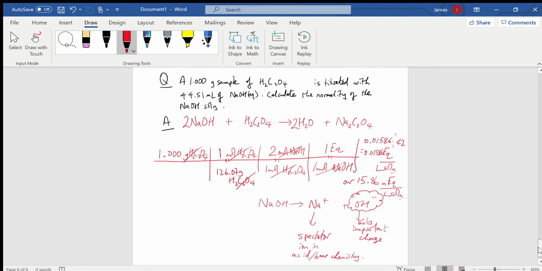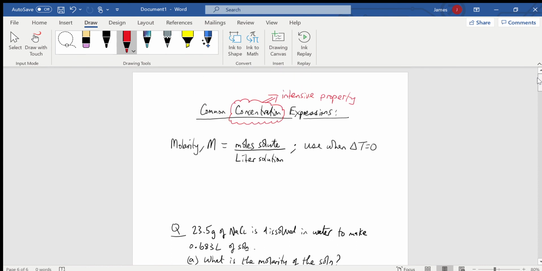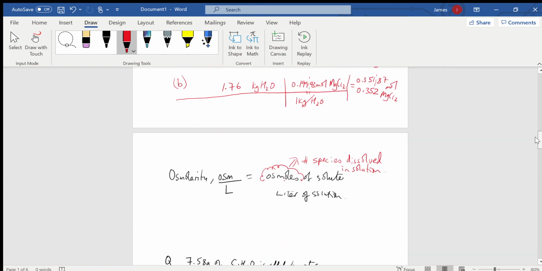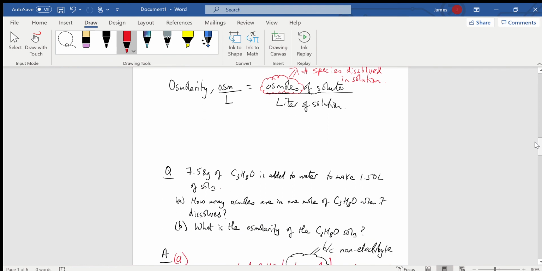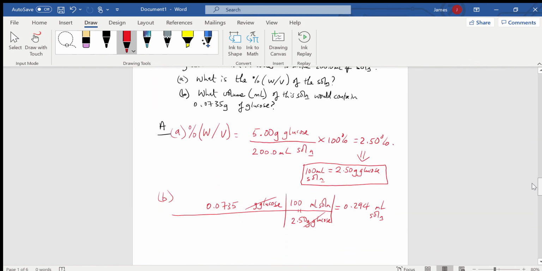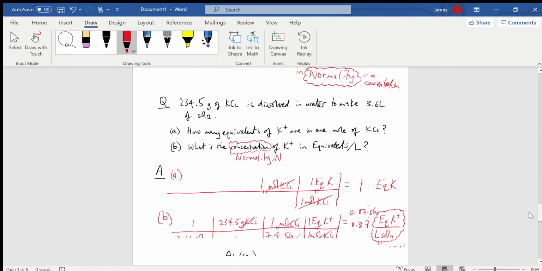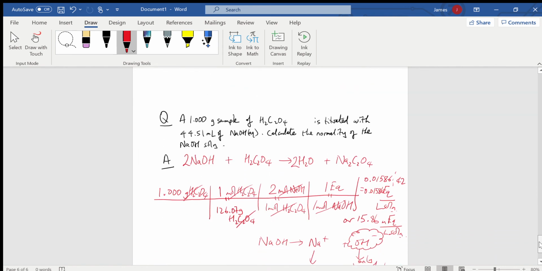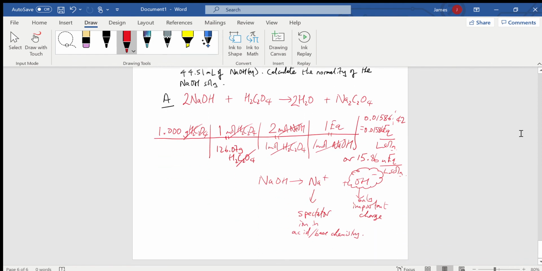Just to recap, this video was looking at not an exhaustive list, but common concentration expressions. We looked at molarity, we looked at molality, we looked at osmolarity. We didn't look at osmolality, but it doesn't take much of a leap to see that we just replace the denominator with kilogram of solution. We looked at weight volume percent. We looked at equivalence as a prelude to normality. We mentioned that normality can be specific, depending on the type of chemistry it's applied to. And we specifically looked at acid-base normality. Okay, and that will do us. Bye for now.